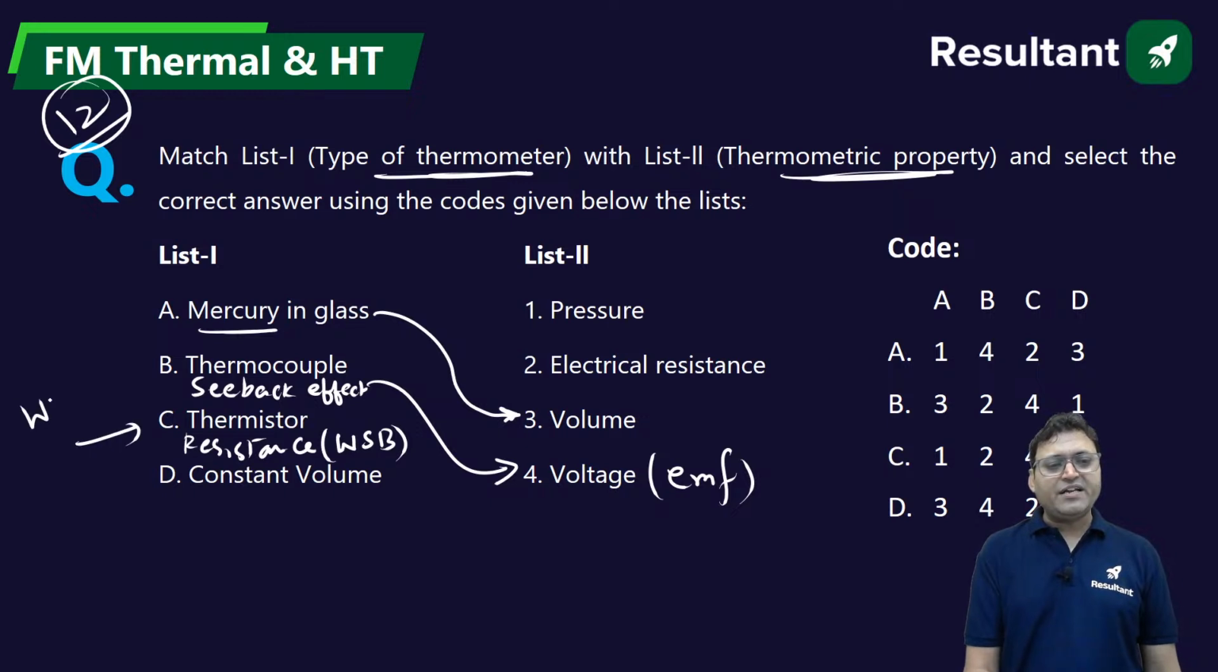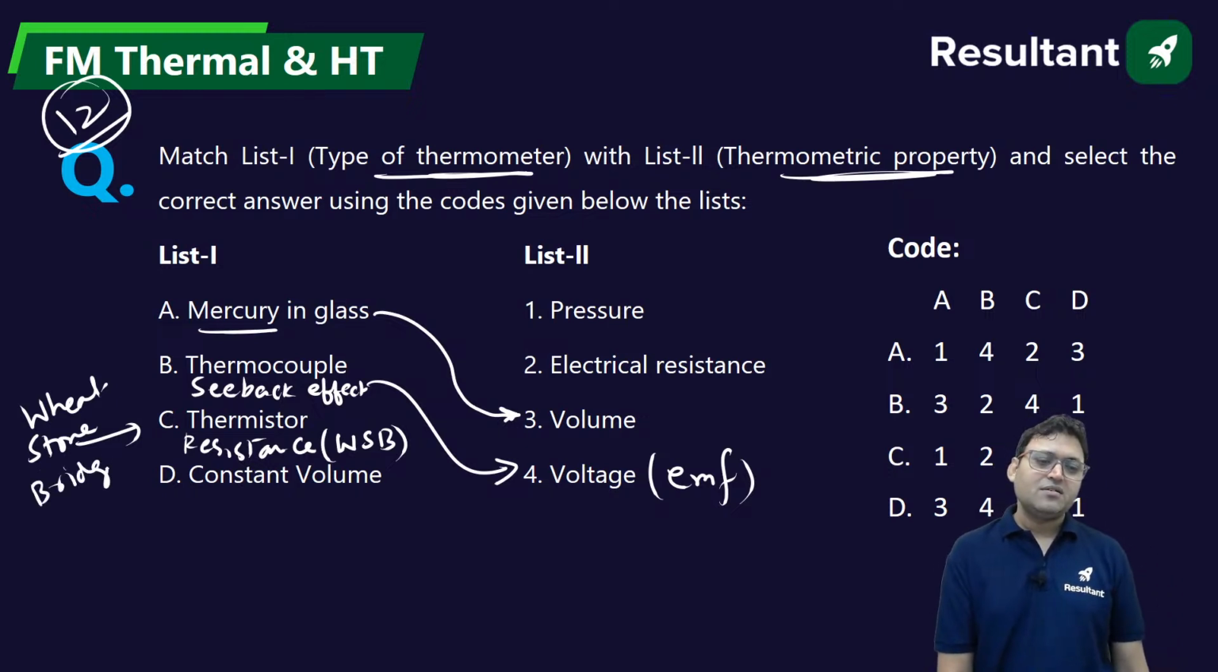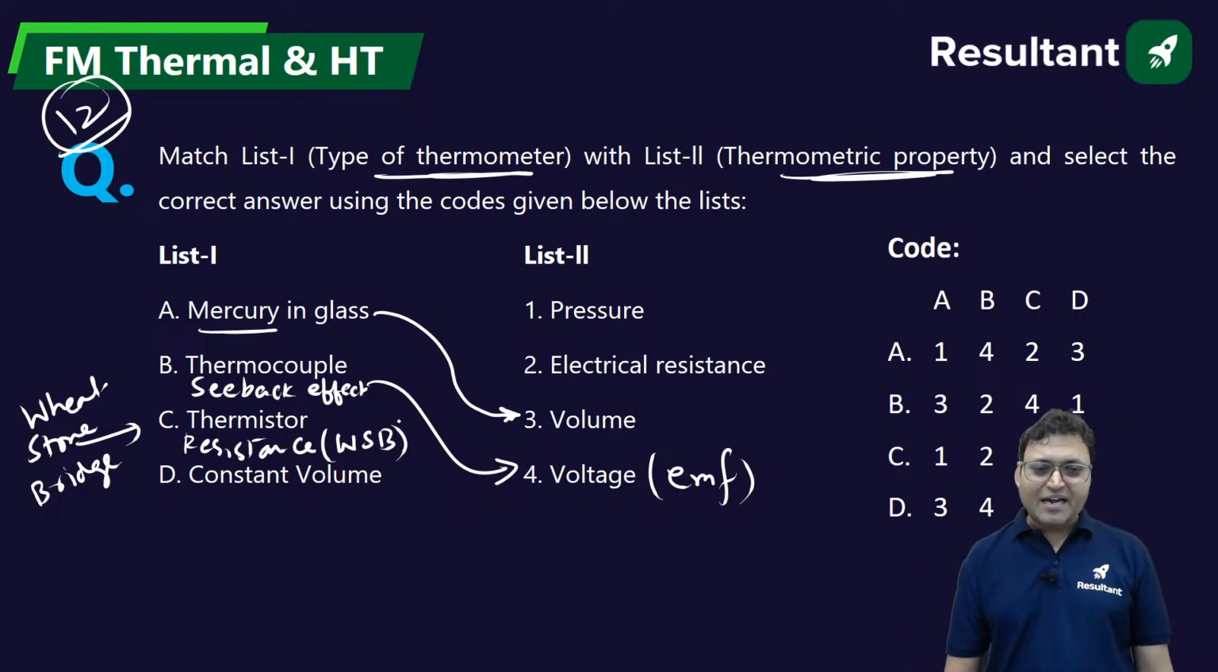Thermistor. Thermistor is known as a resistance thermometer, which is based on the balanced Wheatstone bridge principle. You must have studied it in your first year. So the electrical resistance will be the thermometric property.